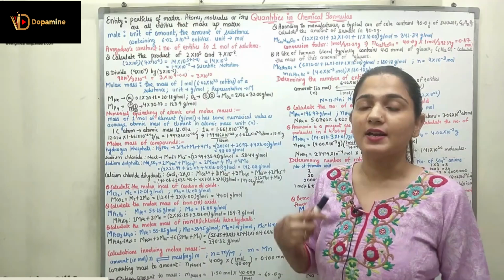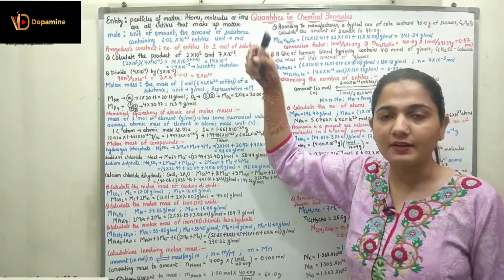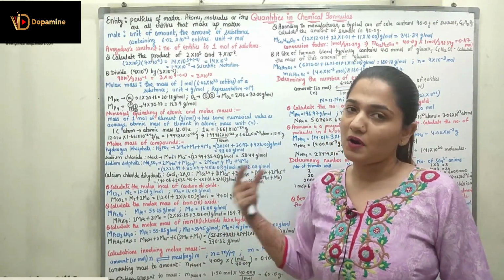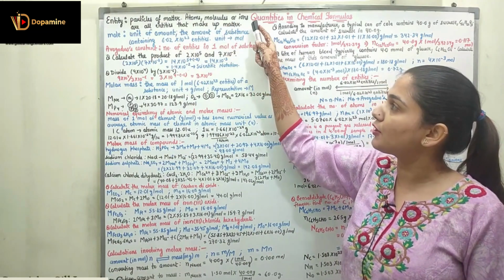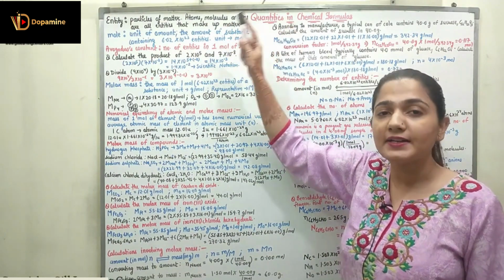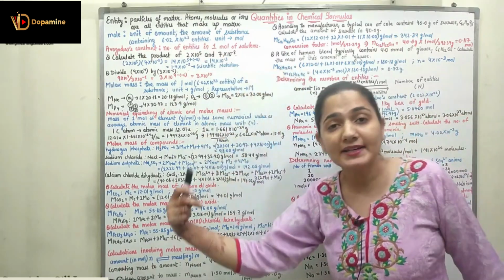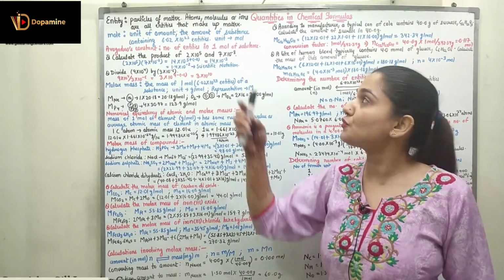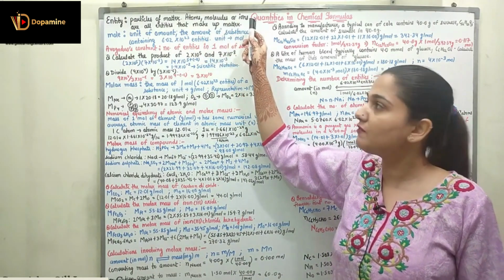What is an entity? Entity is denoted as the particles of the matter, right? How many particles of the matter we have is called the entity. It could be atoms, molecules, or ions. So atoms, molecules or ions are all entities. Entities make up the matter. So matter is composed of atoms, or of molecules, or of ions.